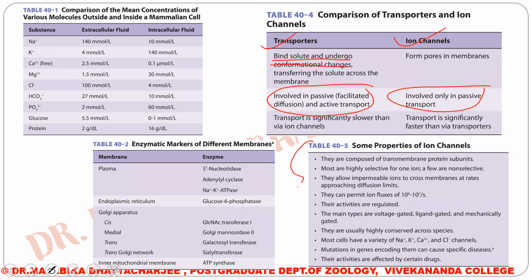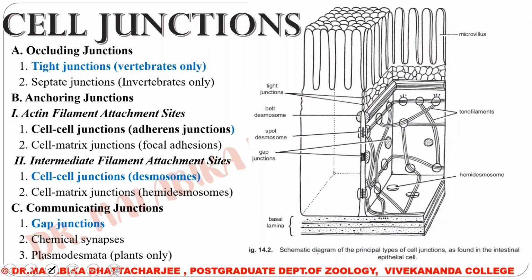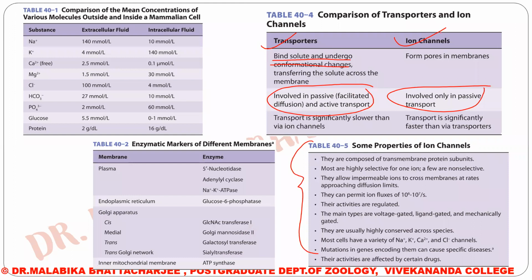These are some properties of the ion channels for you all to go through. So we'll start with cell junctions the next day. We'll stop our class here.